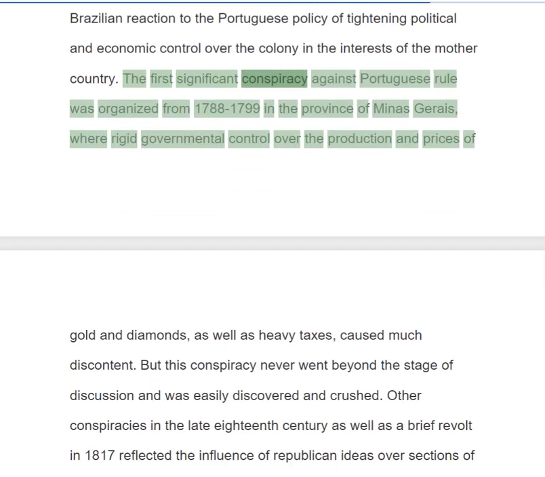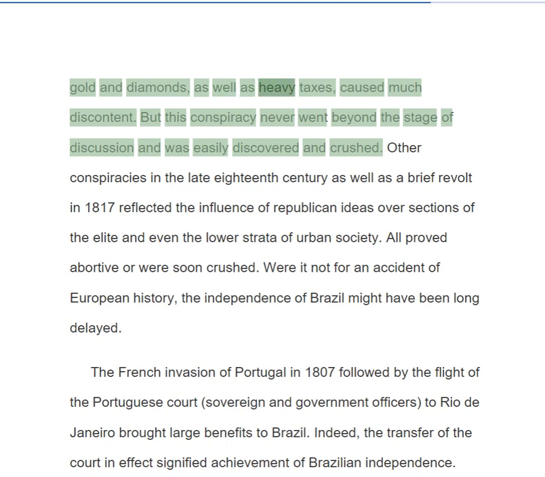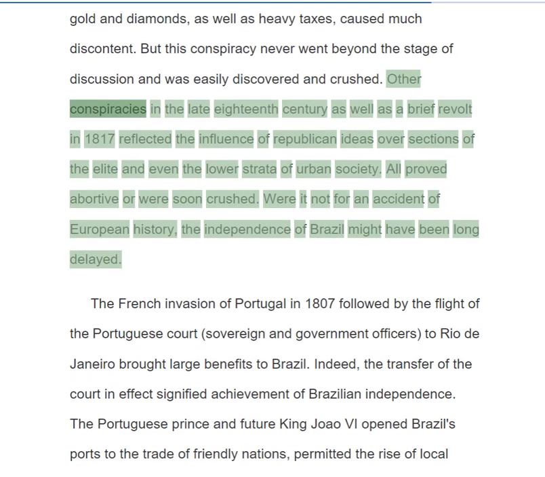The first significant conspiracy against Portuguese rule was organized from 1788 to 1799 in the province of Minas Gerais, where rigid governmental control over the production and prices of gold and diamonds, as well as heavy taxes, caused much discontent. But this conspiracy never went beyond the stage of discussion and was easily discovered and crushed. Other conspiracies in the late 18th century, as well as a brief revolt in 1817, reflected the influence of Republican ideas over sections of the elite and even the lower strata of urban society. All proved abortive or were soon crushed.